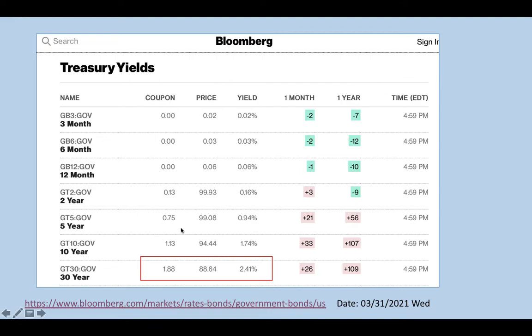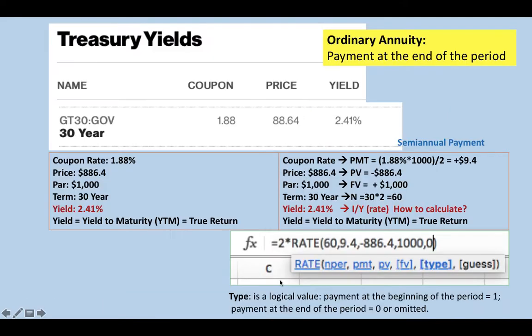Bloomberg gives you more information. These bonds pay a coupon of 1.88, and the price is 88.64. What do all those numbers mean? First I want to talk about the ordinary annuity. All bonds are ordinary annuities. What does this mean?